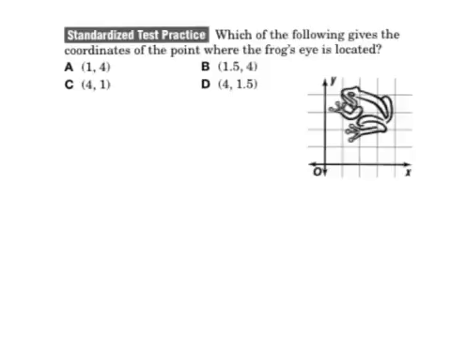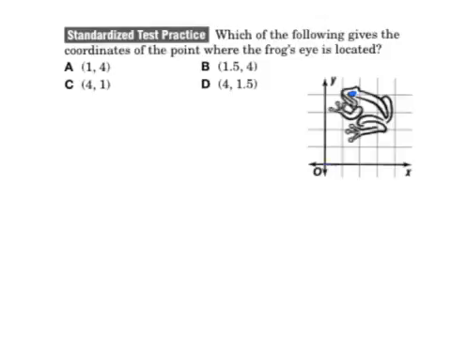And the last example we have here is a standardized test practice. Which of the following gives the coordinate of the point where the frog's eye is located? So here's where the eye is. And I like to actually treat this as if it was not multiple choice and then find the answer that matches mine. So I'm going to start at my origin.